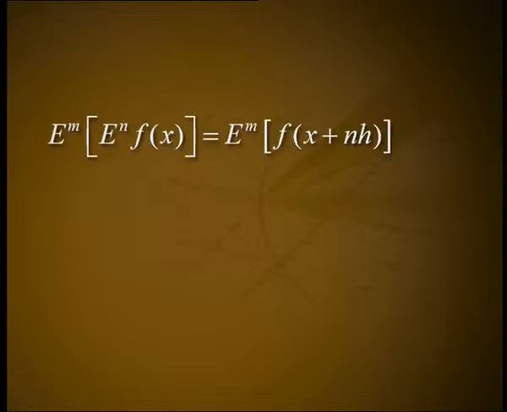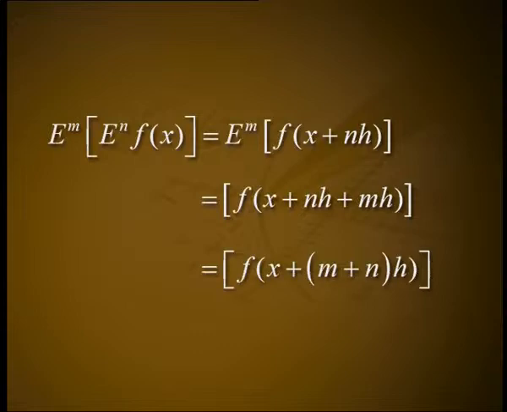Number 2. For a function f(x), E raised to m into E raised to n f(x) equal to E raised to m plus n f(x). Proof. E raised to m of E raised to n f(x) equal to E raised to m of f(x plus nh), that is equal to f(x plus nh plus mh), that is equal to f(x plus (m plus n)h), that is equal to E raised to m plus n f(x).